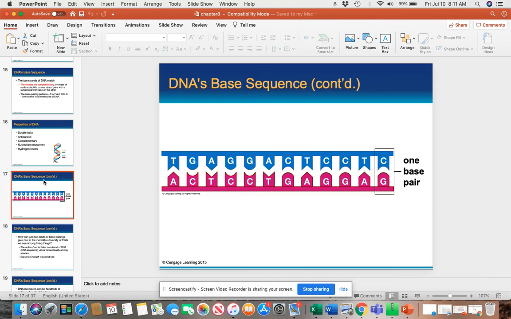So if we take a base sequence, the blue here, or top chain, begins with thymine, guanine, adenine, guanine, and so forth. So notice on the complementary DNA chain, notice thymine bonds to adenine, guanine to cytosine, adenine to thymine, guanine to cytosine, and so forth.